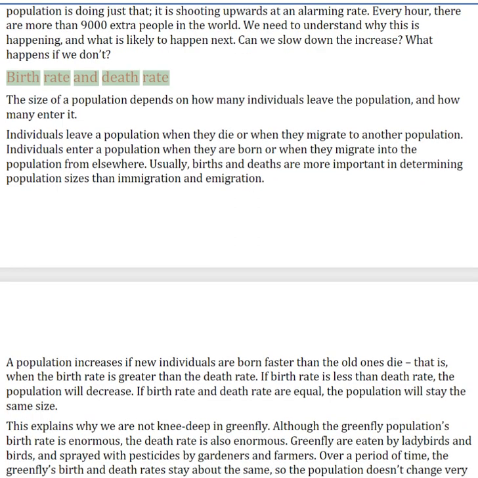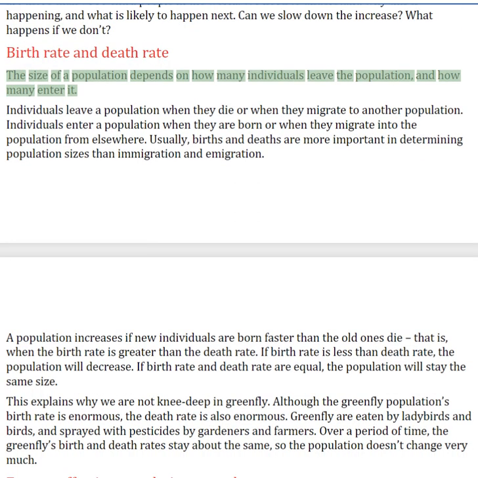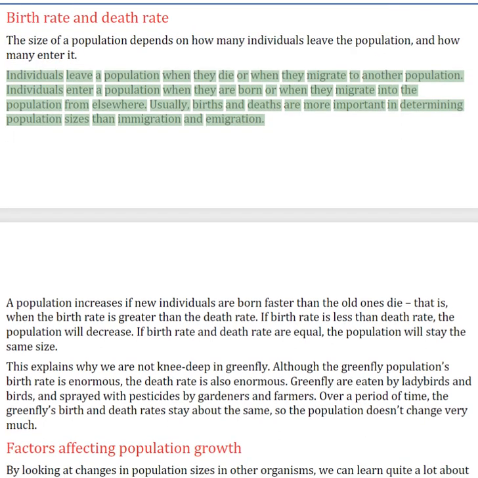Birth rate and death rate. The size of a population depends on how many individuals leave the population and how many enter it. Individuals leave a population when they die or when they migrate to another population. Individuals enter a population when they are born or when they migrate into the population from elsewhere. Usually, births and deaths are more important in determining population sizes than immigration and emigration.